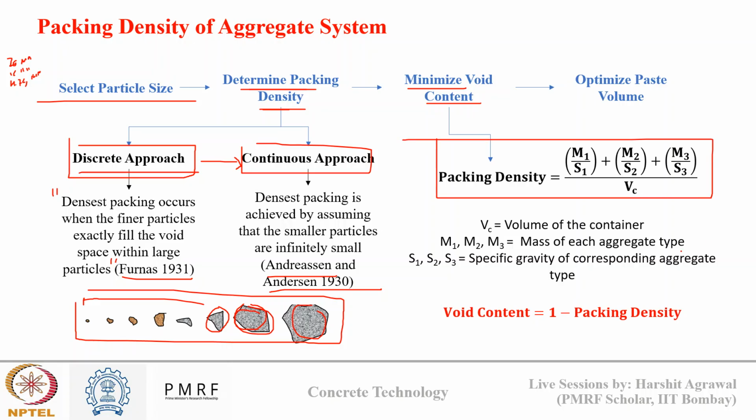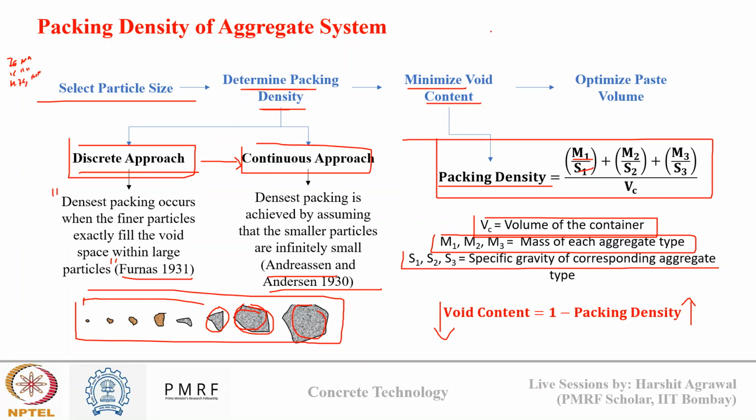The equation says that packing density is equal to the summation of mass upon specific gravity of the corresponding aggregate type, divided by the volume of the container. So knowing the volume of the container, the mass of each aggregate type and the specific gravity of each type, we can optimize the packing density of the aggregate fractions available to us. Once you optimize the packing density, void content we can calculate by 1 minus packing density. So if my packing density is optimized, my void content will be minimum.